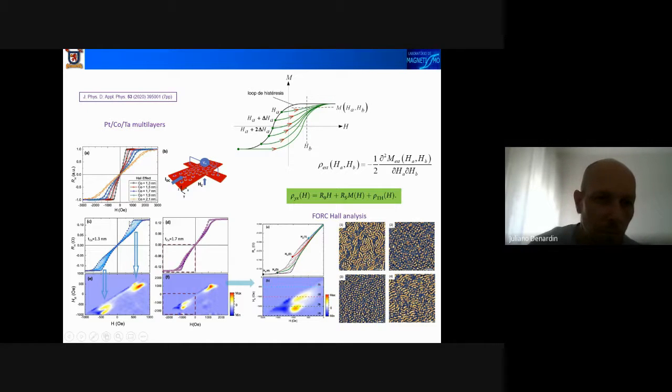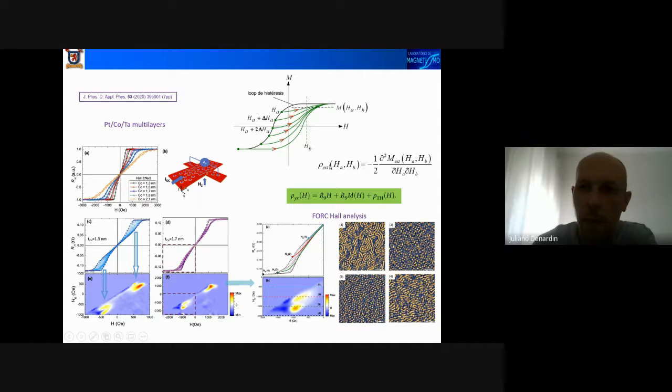And you can make several internal curves like this protocol here in the first figure. You reverse the field and measure again the internal curves inside the hysteresis loop. This protocol is called first order reversal curves. You can do this by magnetic measurement or by Hall effect measurement.